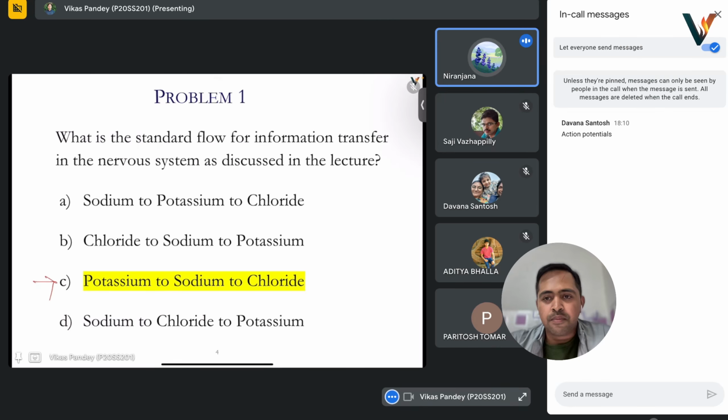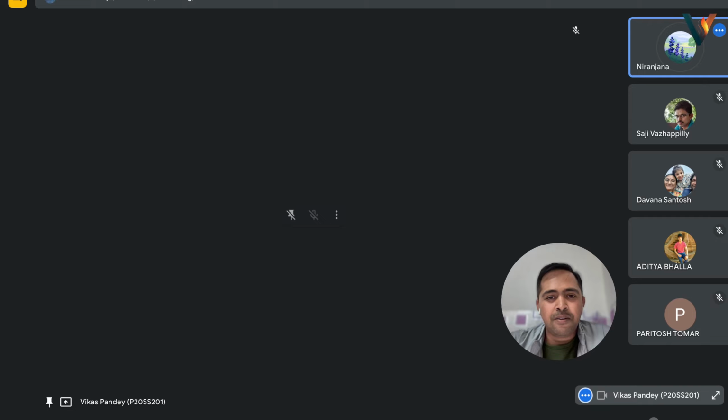But isn't it the sodium channel that first opens? So wouldn't it be sodium to potassium to chloride? Sodium channel first opens, right? So, see the question. It is saying information transfer. It is not explicitly asking for action potential. It is asking what is the process of transfer of information, or the standard flow of information.